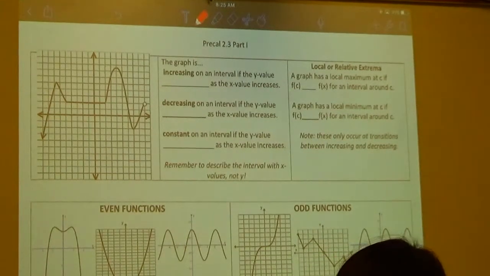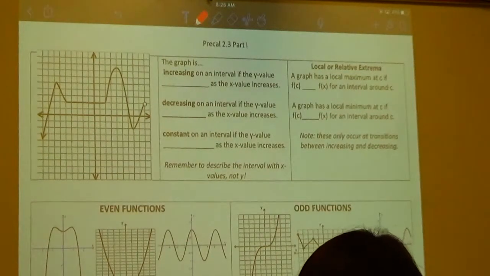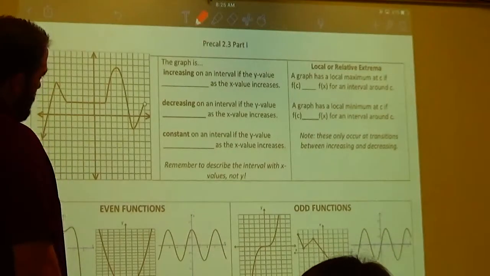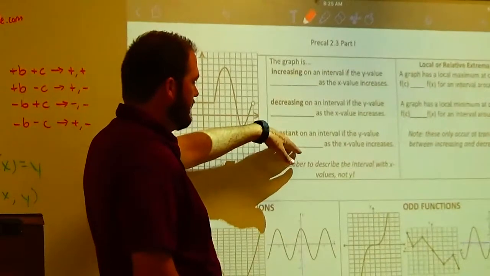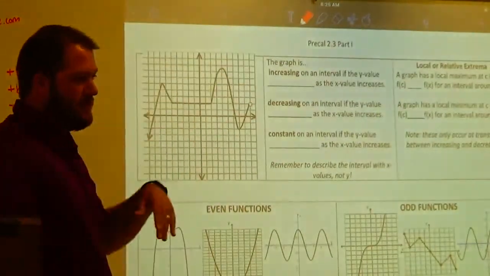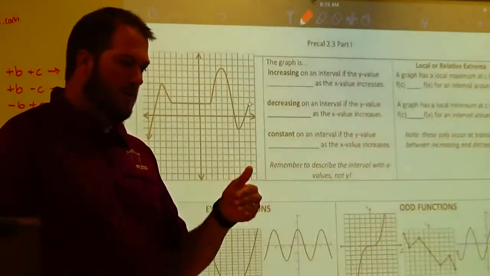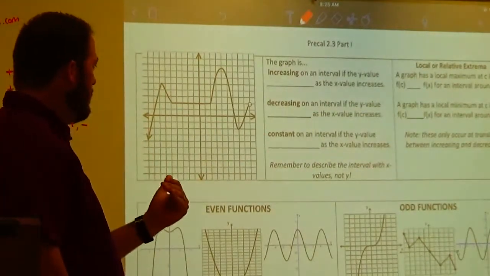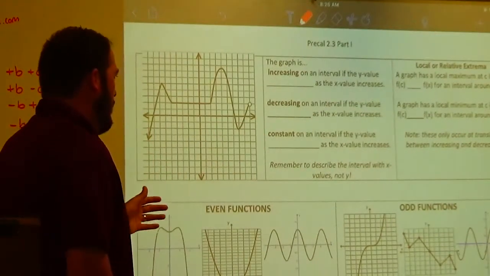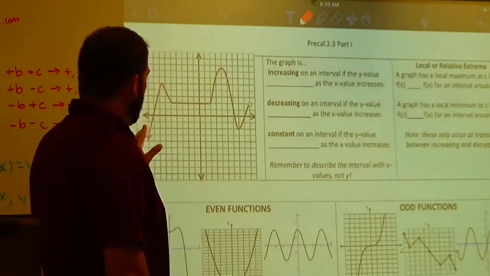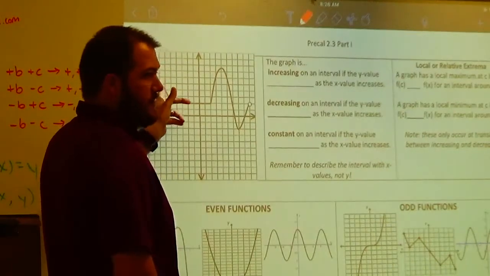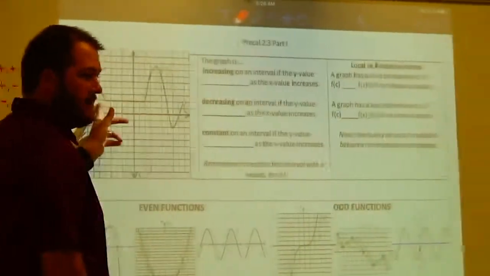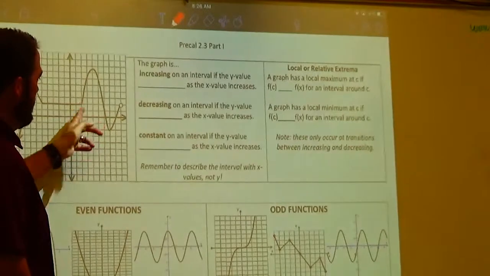So today we're piggybacking off of what we did yesterday, learning more about graphs. Now we're going to add increasing, decreasing, and constant. Increasing is just if the y values are increasing as you go from left to right. You always start on the left side of the graph. If my pencil goes up, it's increasing. If it goes down, it's decreasing. If it stays the same, it's constant.